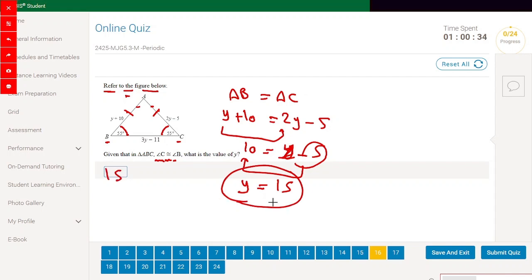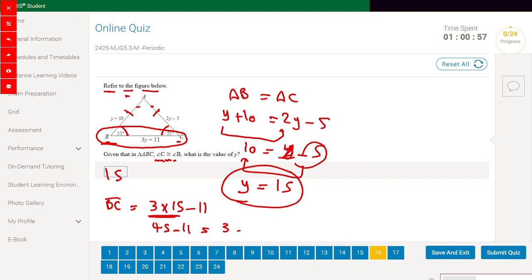Okay. Now in the question he asked what is the value of BC. What is the value of line BC? So what you will do, you will see 3 multiplied by 15 minus 11. So 3 multiplied by 15 is 45, minus 11, it will be 34. Okay, and this side will be 30 minus 5, 25, and this one will be 25.